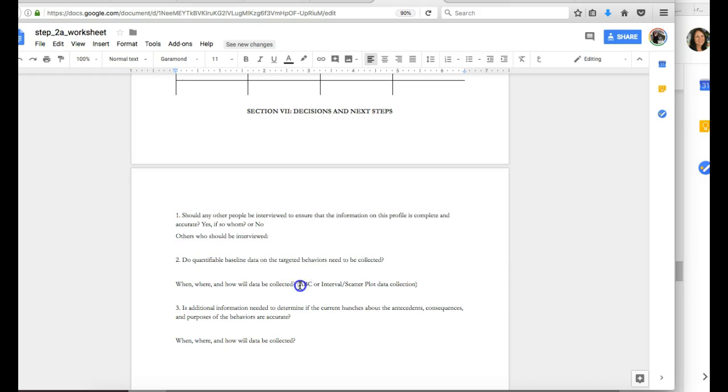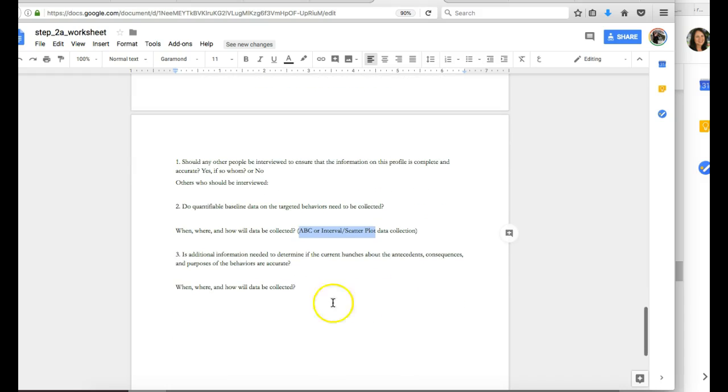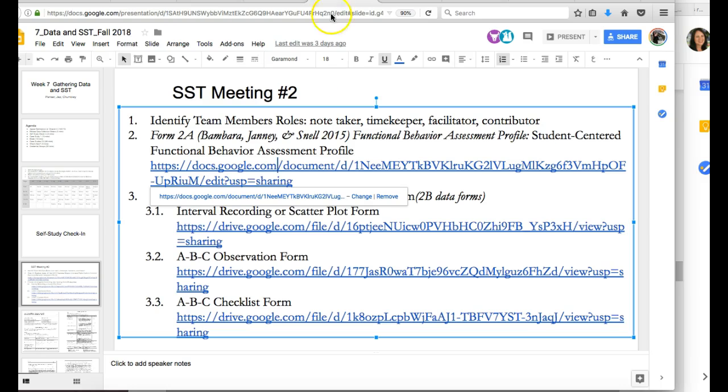So this is where you chose either the ABC or the scatter plot data to collect over the next 3 weeks, and then you're going to come back and talk to your group about it. And then any other things that you might need so that you can really figure out what's going on for this child. So that was that part.